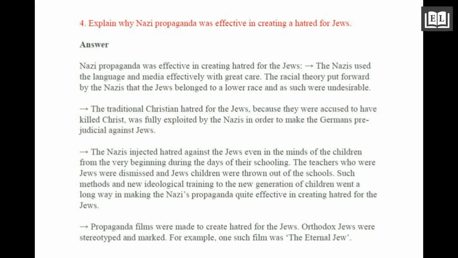The Nazis injected hatred against the Jews even in the minds of children. From the very beginning, during the days of their schooling, the teachers who were Jews were dismissed and Jewish children were thrown out of the school. Such methods and the new ideological training of the new generations of children went a long way in making the Nazi propaganda quite effective in creating hatred for the Jews.